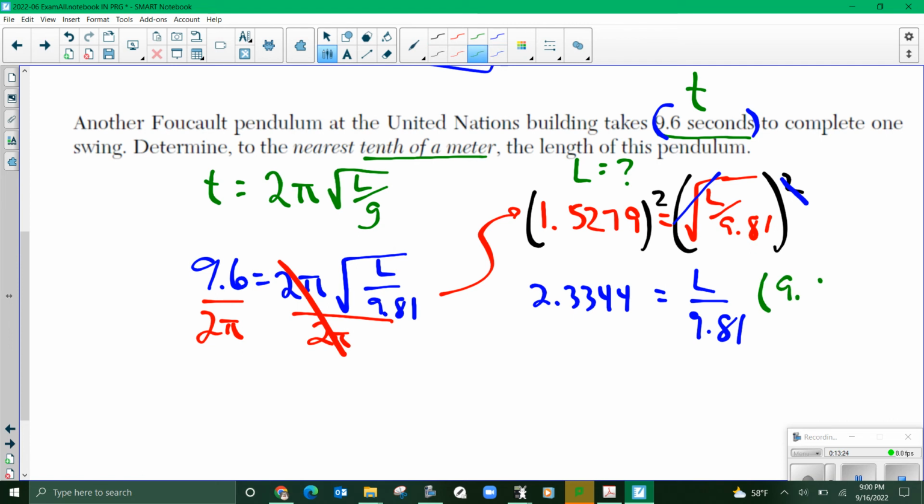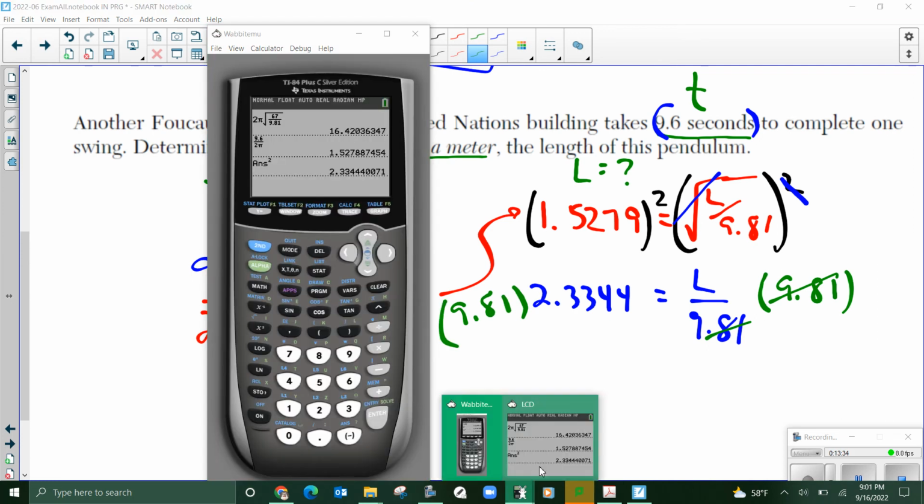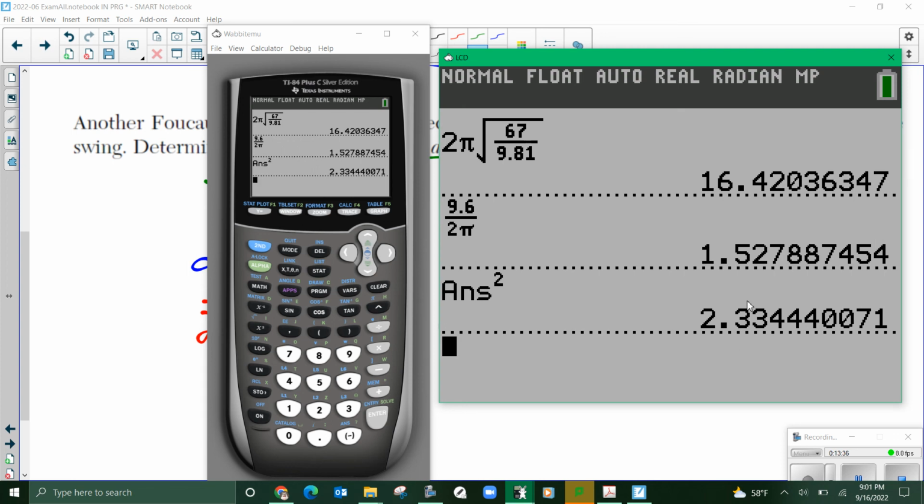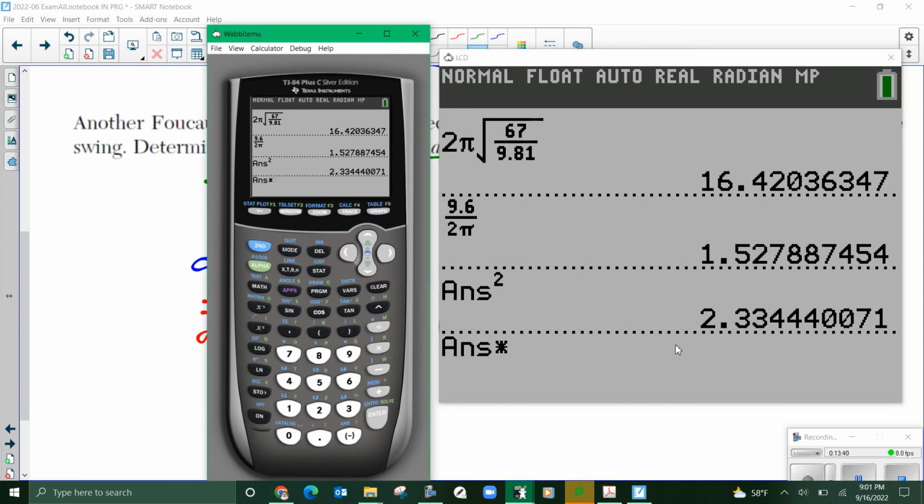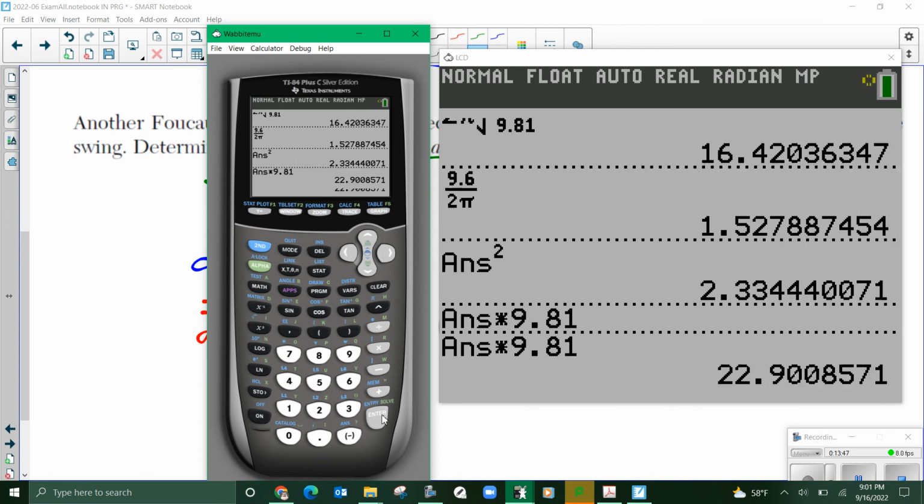And thank God we are now on to the final part where we are just going to multiply both sides by 9.81. And multiply this side by 9.81. Now in my calculator, because I haven't rounded a single thing yet, I'm going to take this answer and multiply. See, if I just hit multiplication, it takes this answer. Multiply by 9.81.